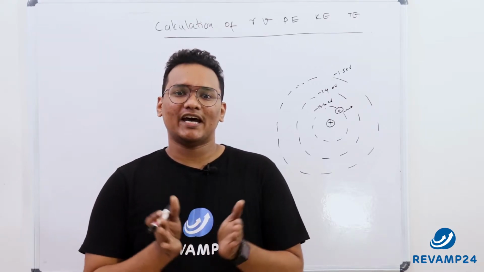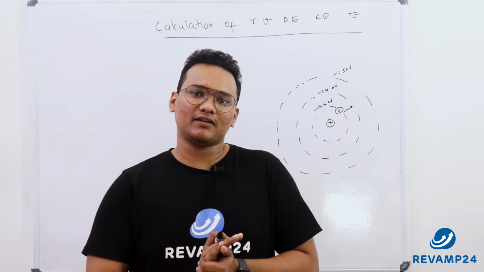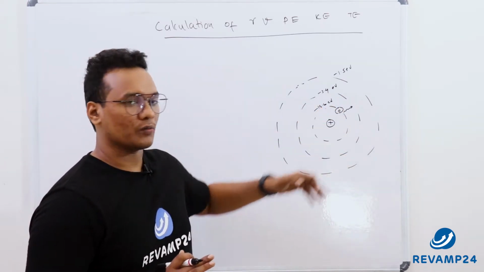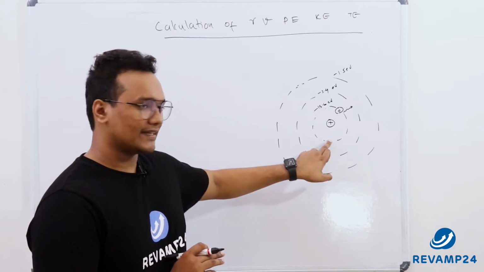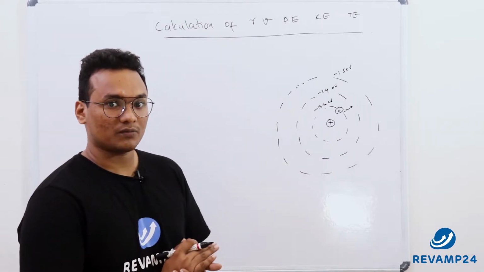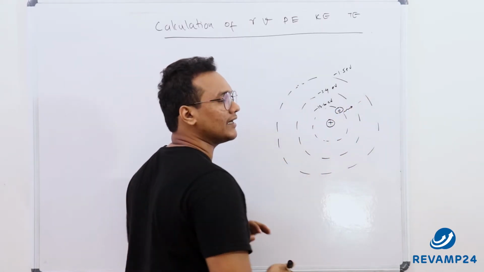In the last video, I explained Bohr's atomic model. And what are the important takeaways from that? Electrons are revolving in fixed orbits, and these are called energy levels or stationary orbits. Why stationary orbits? Because when electrons are revolving here, they are not radiating energy.